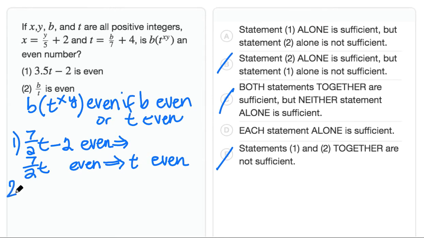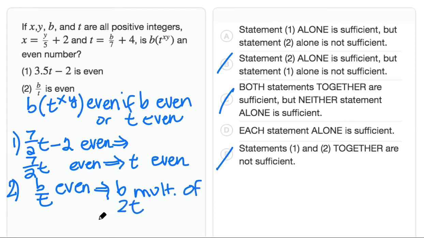Let's examine statement 2 and see if we can get somewhere. Statement 2 says B over T is even. Well, if that's the case, then B has to be a multiple of 2T. If B is a multiple of 2T, then it follows that B has to be even. And once again, we have sufficient information to conclude that b times t to the xy power is an even number. So statement 2 is also sufficient. So we can eliminate choice A, and the correct answer is going to be choice D. Each statement alone is sufficient.